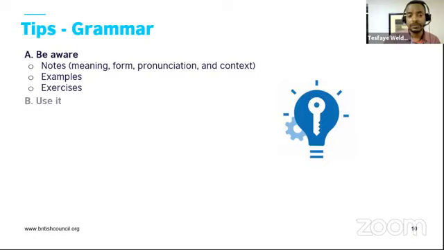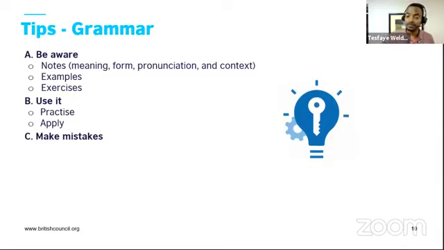Exercises. So once you have the awareness, then you should practice, use it, and apply. Practice through further exercises, self-study them, and apply them in your conversations, in your real life conversations. And making mistakes is part of the learning.